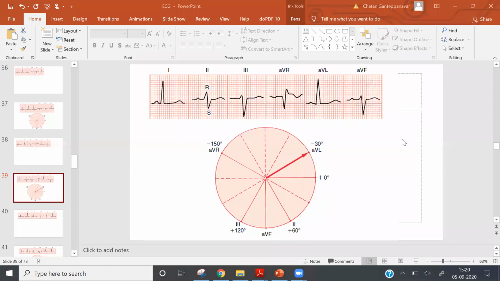Sir, screen sharing is absent. Hold on, one second. Something happened, I did not understand what happened actually. No? It's coming, sir. Okay.